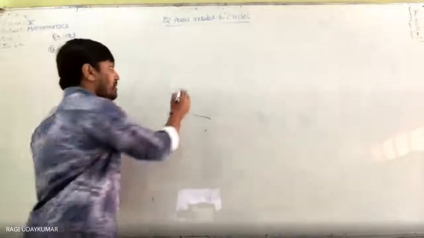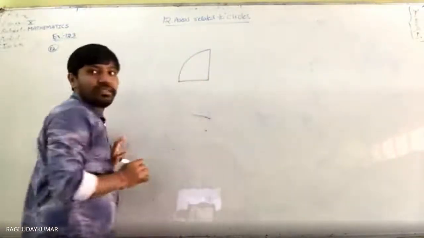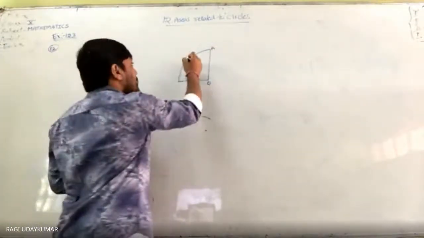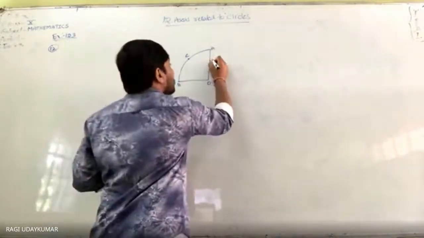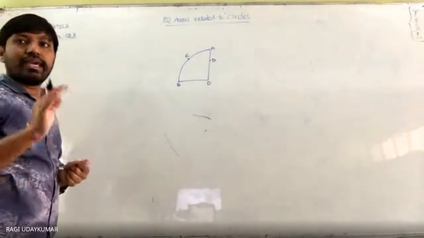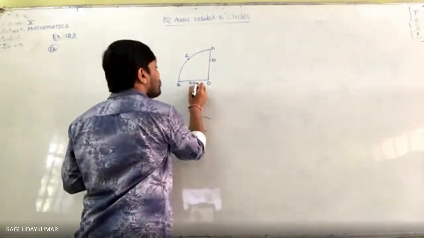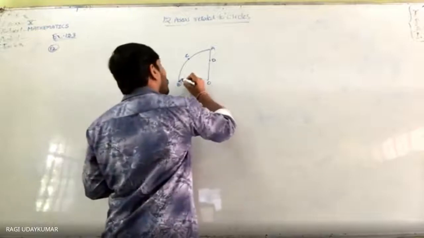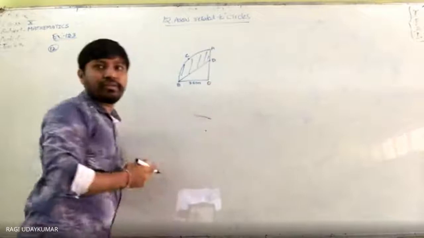First, let me draw the quadrant here, like the figure given to you. This is a quadrant, O, A, C, B, and here the point D is given. There is no complication in the problem. The radius given to you is 3.5 centimeters, and here O to B is joined, and this is the shaded region you need to find out.